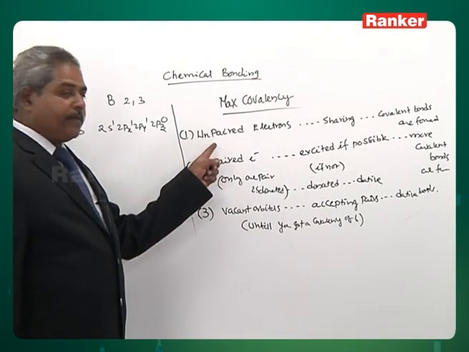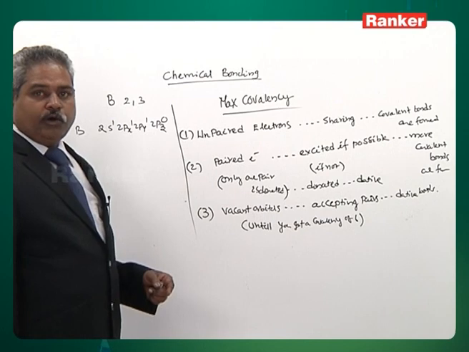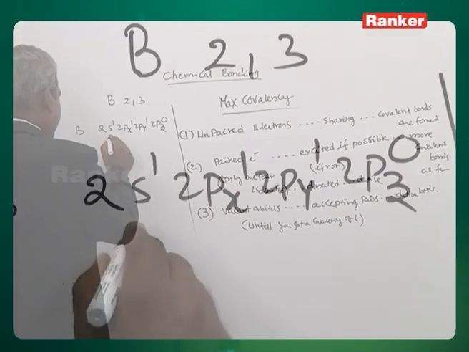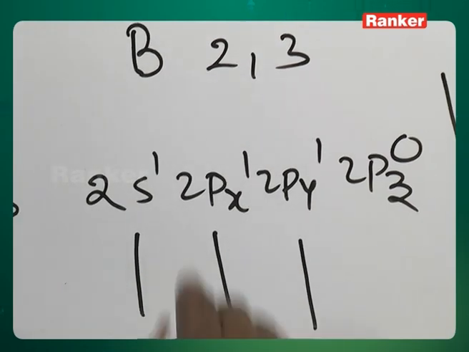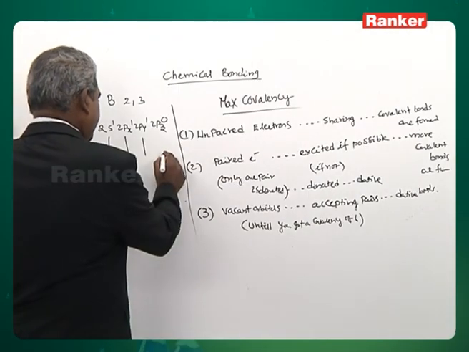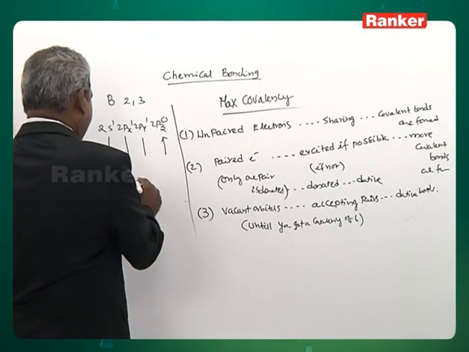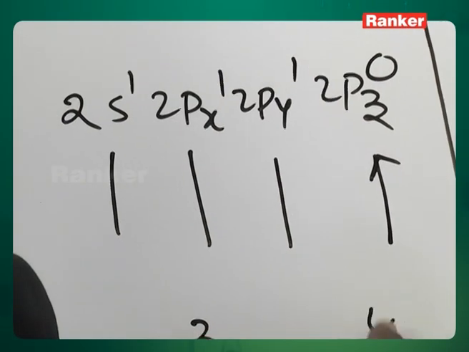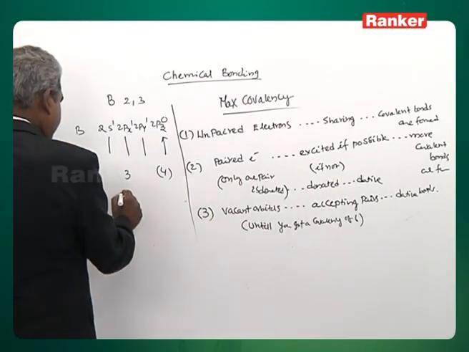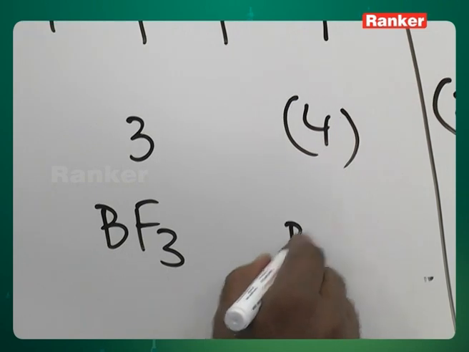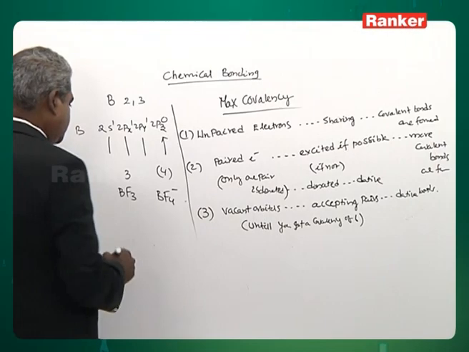It has 3 unpaired electrons, and I told you unpaired electrons are used in sharing. So boron can share 3 electrons, and it has a vacant orbital. It can accept a pair of electrons. Therefore, the maximum covalency of boron is 4. Examples being boron trifluoride and BF4 minus.